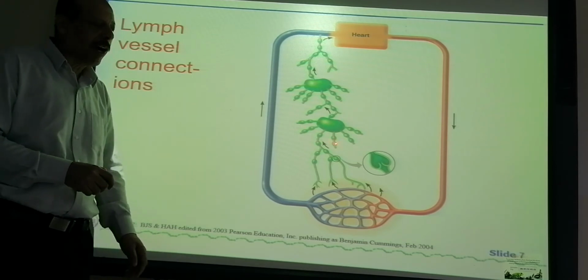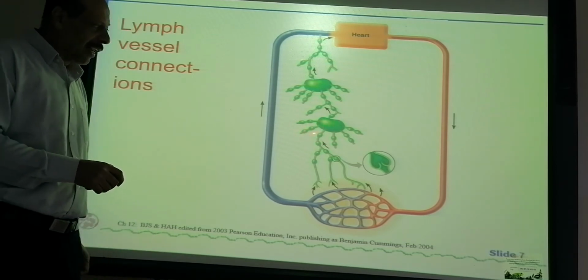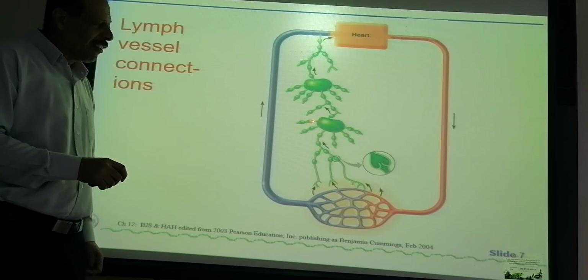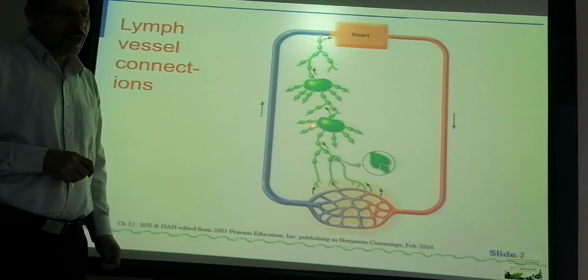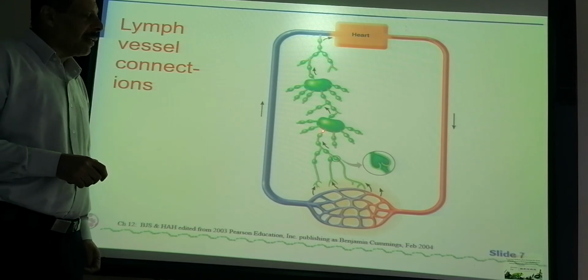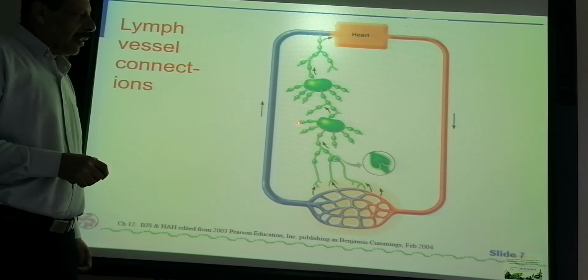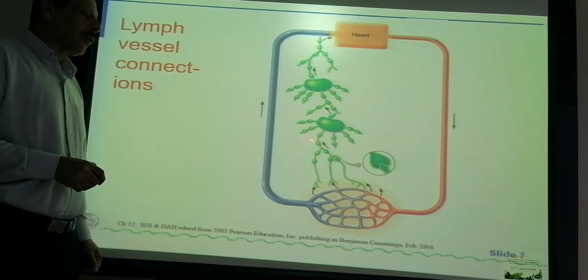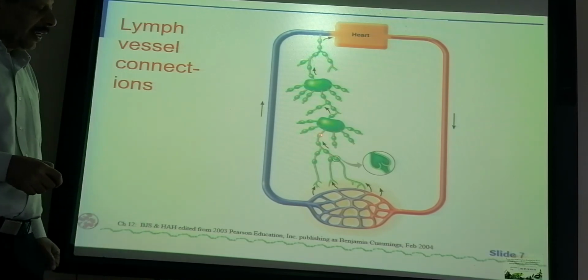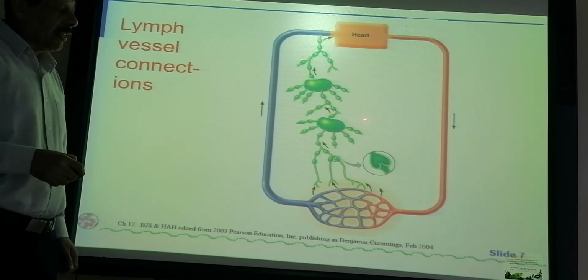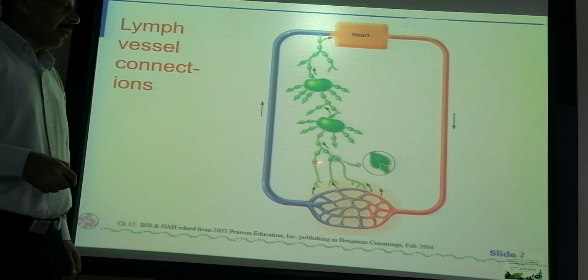It is similar to a checkpoint that will not allow any harmful thing or antigen to pass to the circulation. So it will be trapped there, and it will be dealt with either by antibodies or by phagocytosis and phagocyte cells. It will destroy it, preventing it from passing to the circulation and causing septicemia or further infection.